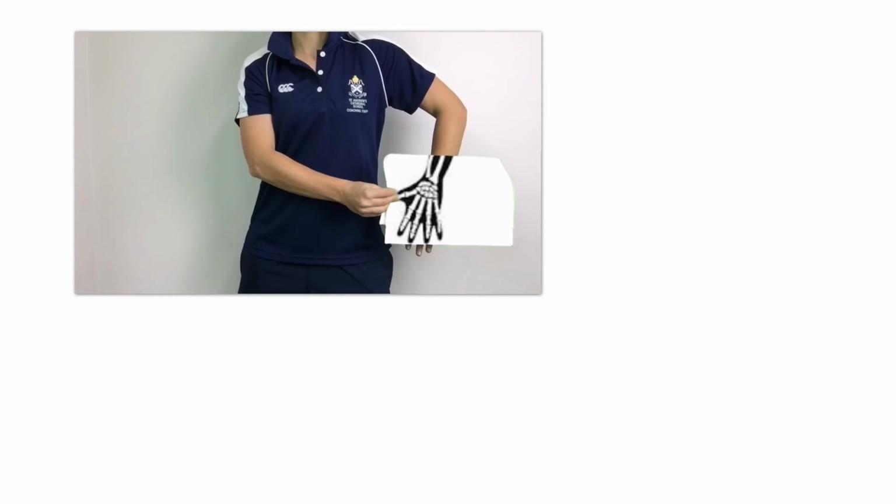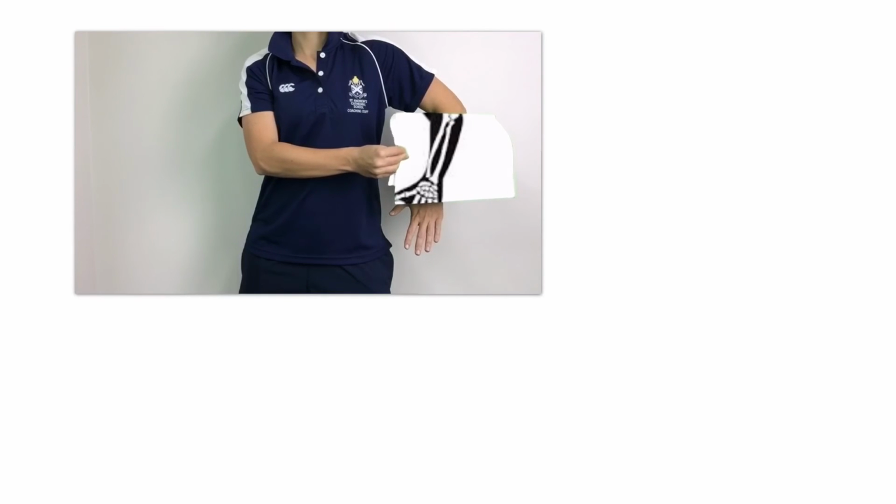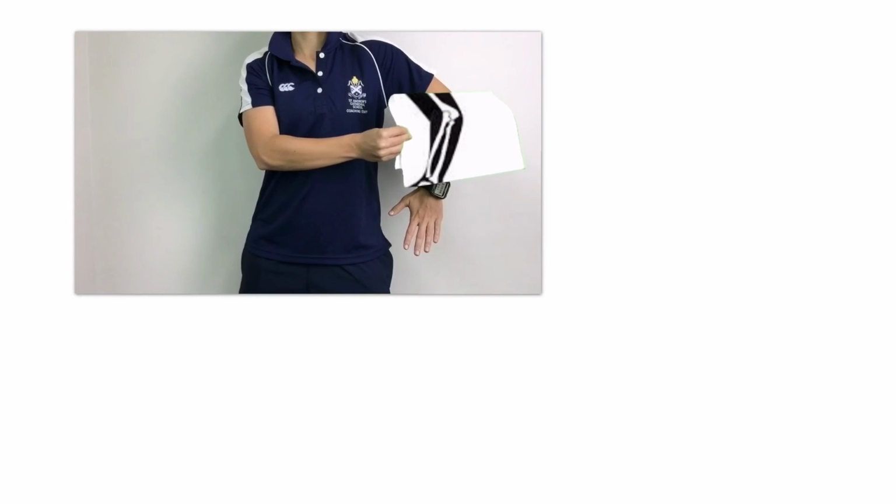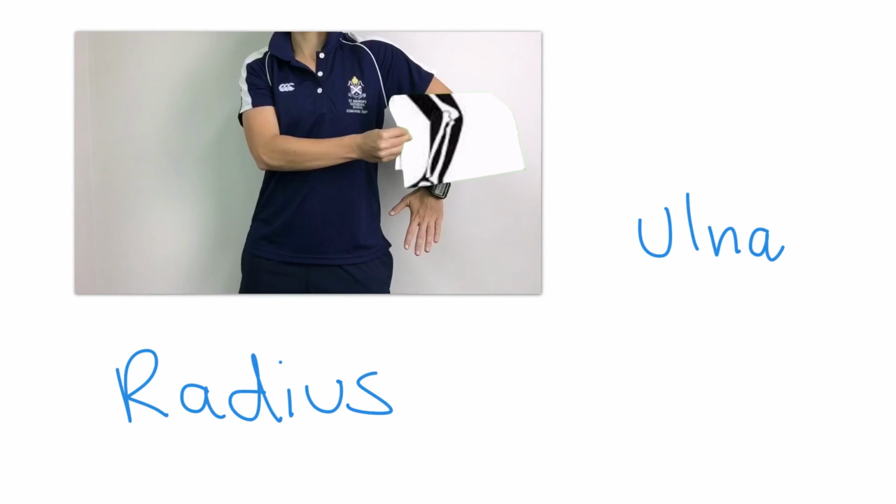Moving up the arm from the hand, we have the bones in the forearm. The radius is the long bone in the forearm, which is found on the thumb side of the hand, and it provides structure for the hand and allows it to rotate at the elbow joint. So just remember that the radius is attached to the thumb and it allows the arm to rotate. The ulna is the long bone in the forearm, which connects to the finger side of the hand.